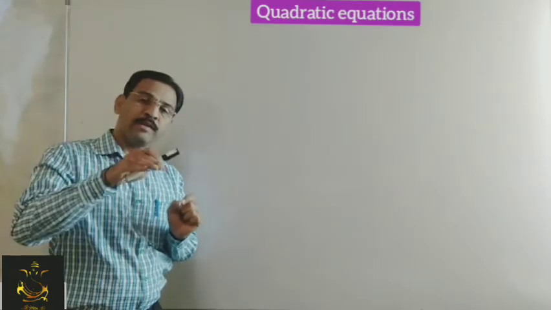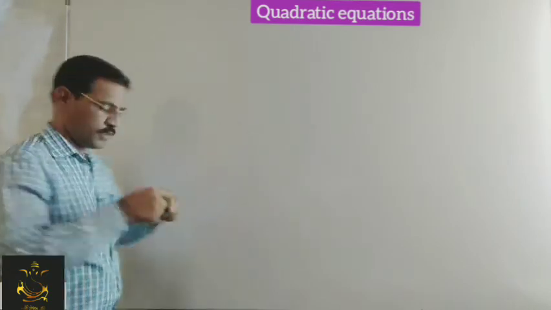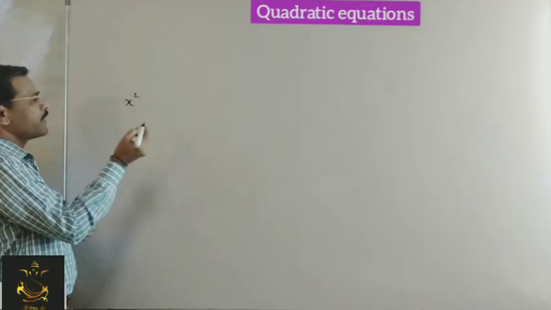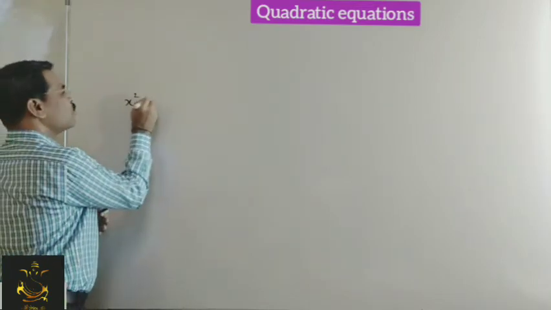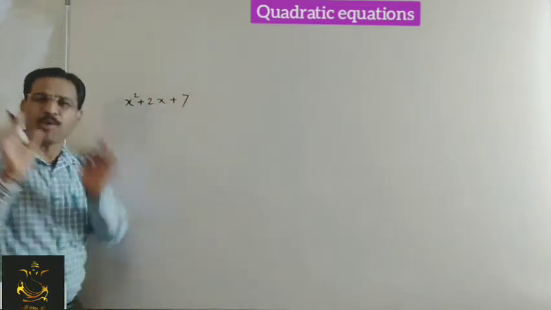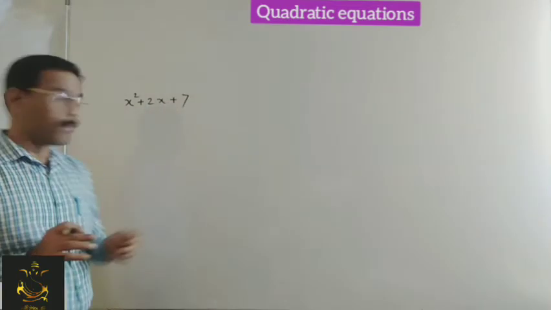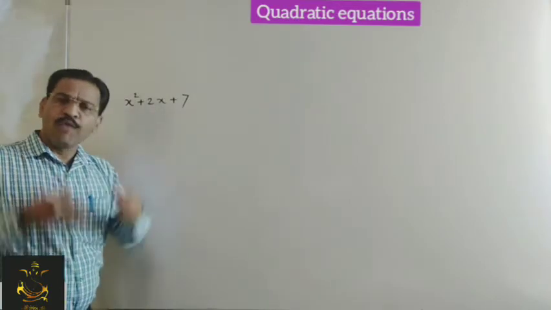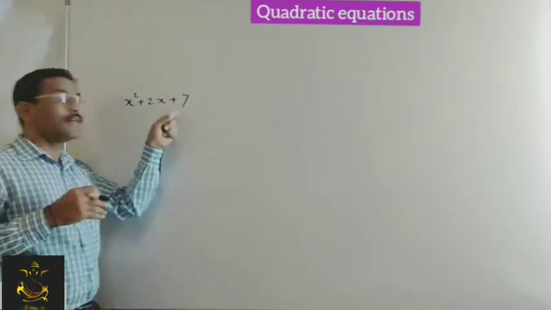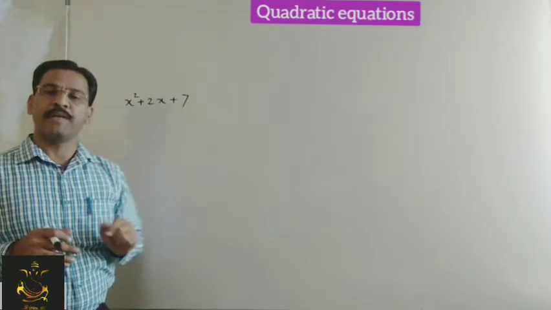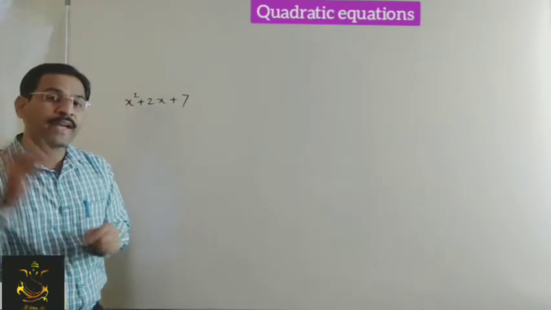So how do we do that? Just look here. Suppose it is x square plus 2x plus, suppose, 7. It is a polynomial, but it is not a perfect square. We are going to make it in the form of a perfect square by adding some term or some number here. How can we add?